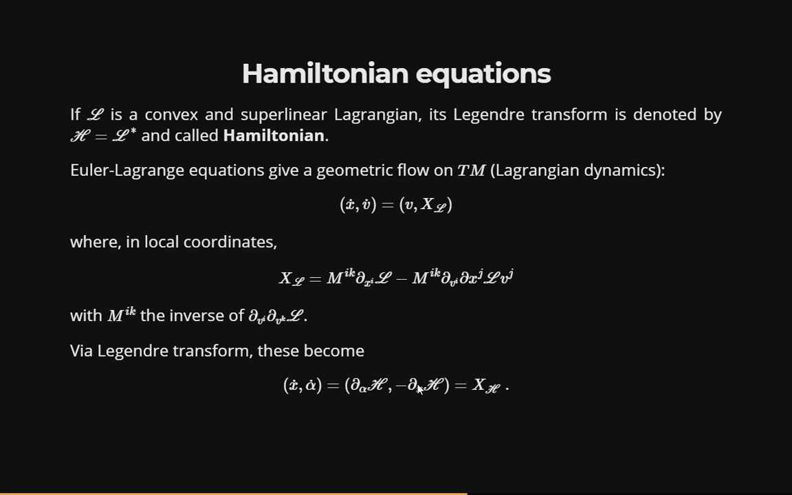And here you get minus the space derivative of h. You take this geometric flow coming from the Lagrangian equations, which is a bit involved, you apply the Legendre transform to everything, and you obtain this much simpler version. This is usually called the Hamiltonian vector field. And these are the equations of the Hamiltonian dynamics, or the Hamiltonian flow, on the cotangent space, which are equivalent to the Lagrangian ones.